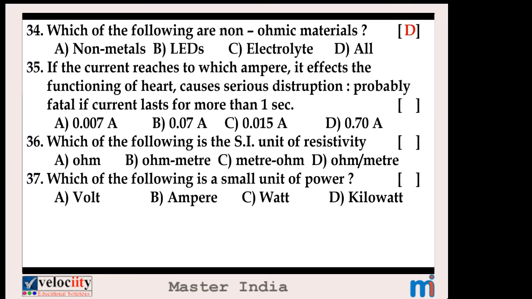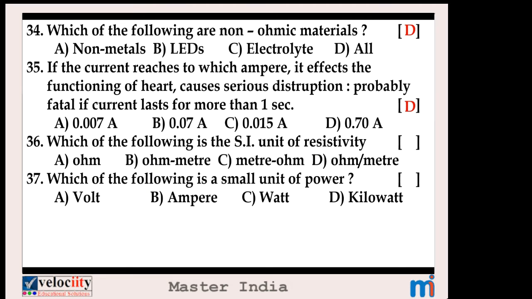35. If the current reaches to which ampere, it affects the functioning of heart, causes serious disruption, probably fatal if current lasts for more than 1 second. A. 0.007 ampere, B. 0.07 ampere, C. 0.015 ampere, D. 0.70 ampere. Correct answer is D. 0.7 ampere.